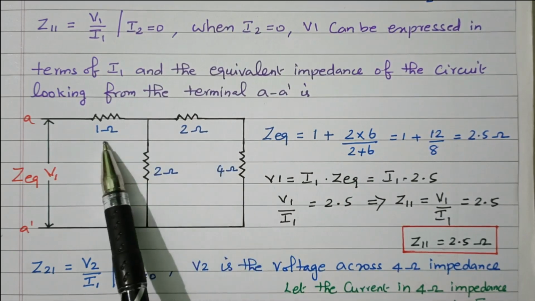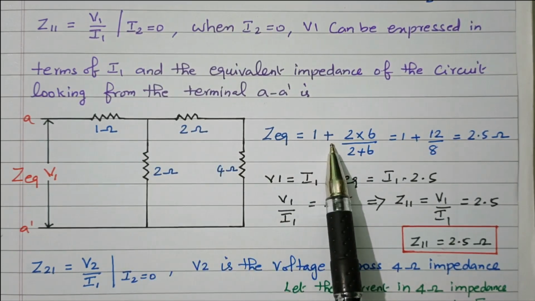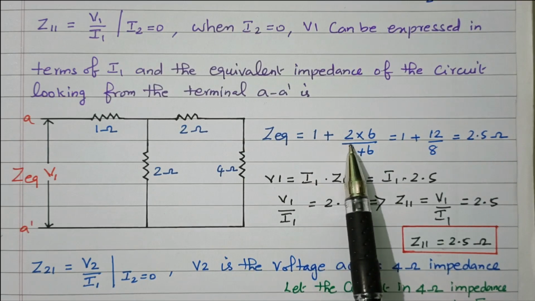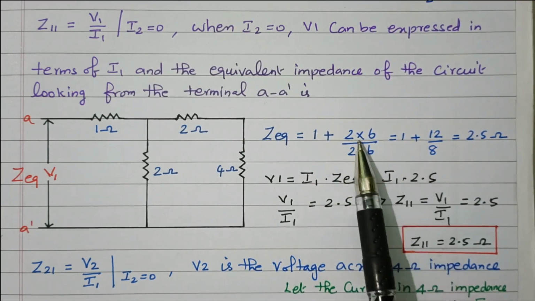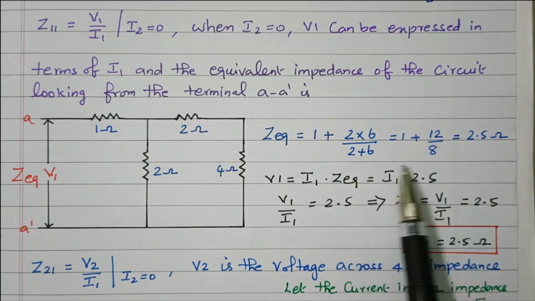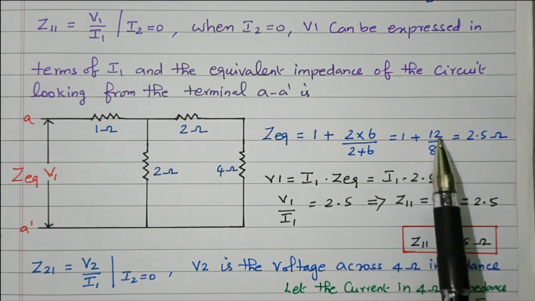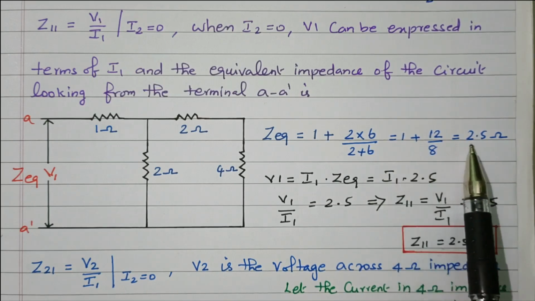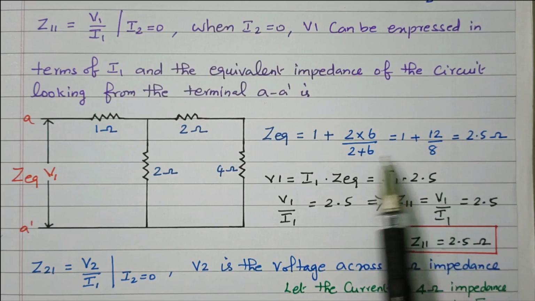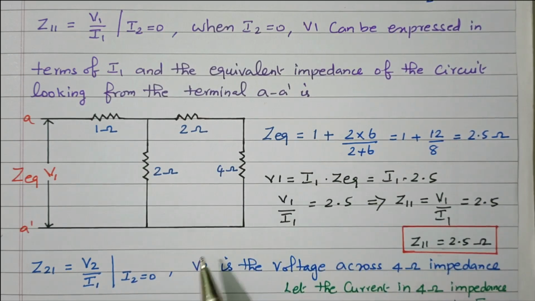So this combination is in series with the 1 ohm. So 1 plus 2 into 6 divided by 2 plus 6. So 1 plus 2 into 6, 12, divided by 2 plus 6, 8. So 12 by 8 is 1.5. So 1 plus 1.5 is 2.5 ohm. So that is the Z equivalent of this circuit.